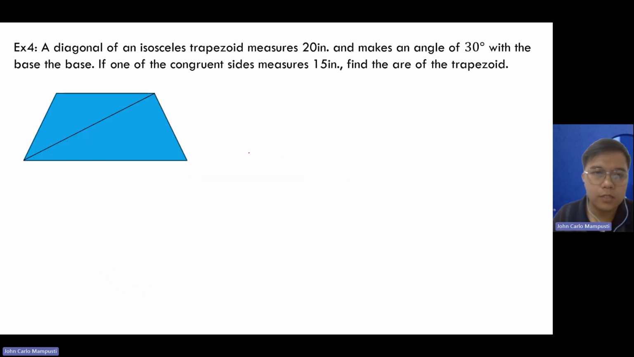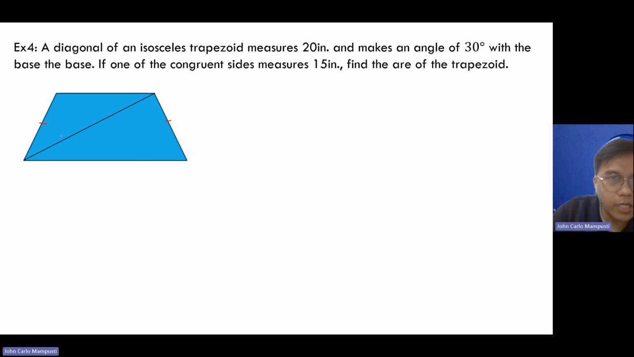Okay, next one. So, a diagonal of an isosceles trapezoid. So, when we say isosceles, two sides are equal. So, trapezoid to. So, therefore, this side and this side are equal. So, yung diagonal daw niya of an isosceles trapezoid measures 20 inches and makes an angle of 30 degrees. So kahit alin dyan, no? Pwedeng ito or ito, parehas lang yan kasi nga isosceles trapezoid naman siya.